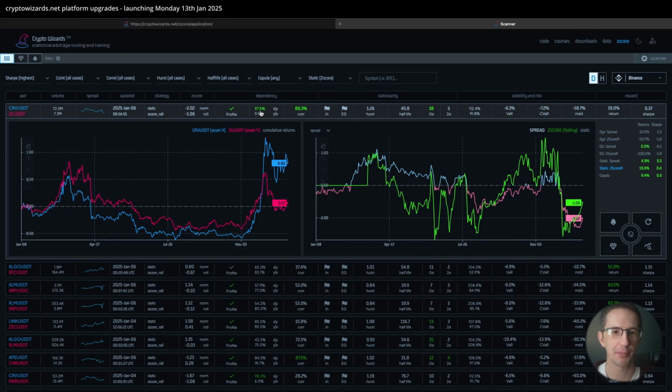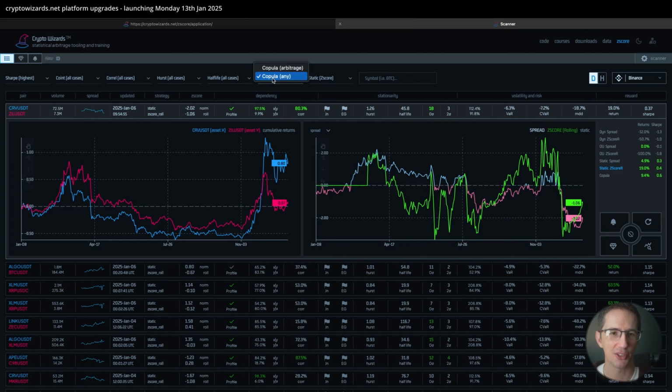Now here we have some Copula analysis. This is telling me for X, now X is CRV USDT and Y is ZIL USDT, it tells you here on the chart. So X is the blue one, Y is the pinkish reddish one. It's telling me that for X, being where it is priced right now, given where Y is, the conditional probability of that is 97.5%. And the conditional probability of Y being where it is in price based on where X's price is, is 9.9%.